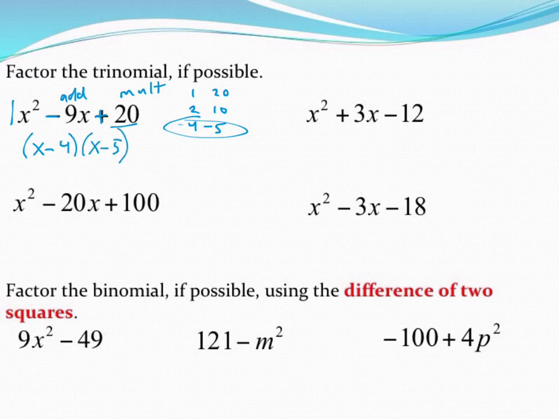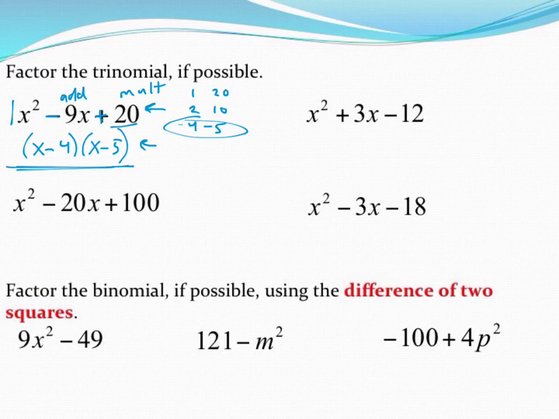And an easy way to check that would be either to remultiply your answer or graph both your answer and the original expression, and see if they make the same parabola. Okay, so that's how we factored when a was 1. If you want to pause the video and try these next few, go ahead and do that. Otherwise, I will quickly run through these other trinomial ones.